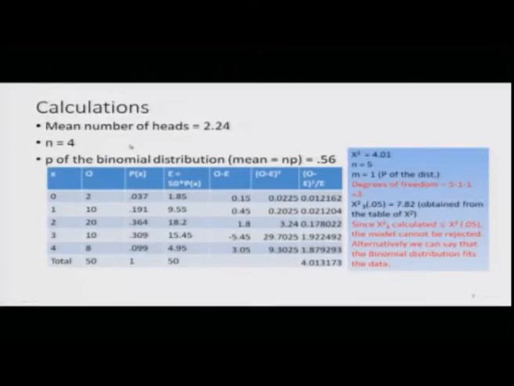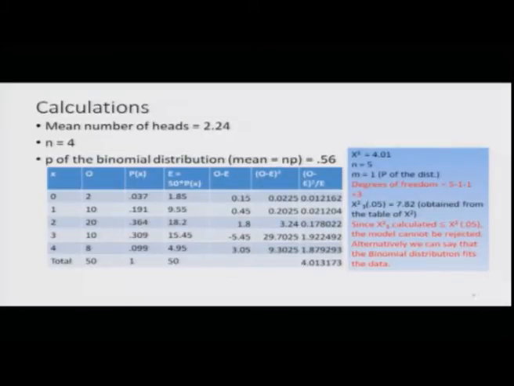This is how we calculate chi-square. Mean number of heads is 2.24, n is 4. So, if we assume that this distribution 0 to 4 follows a binomial distribution. In binomial distribution the parameters are like p.